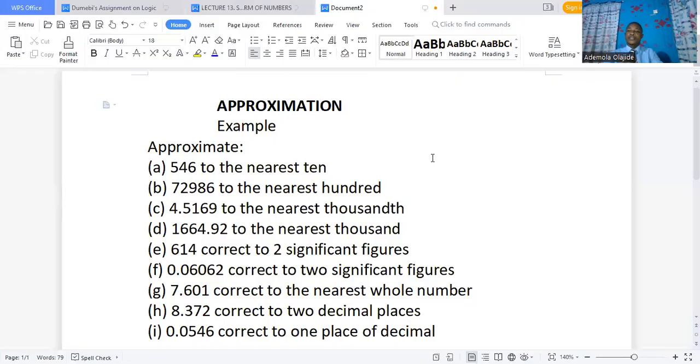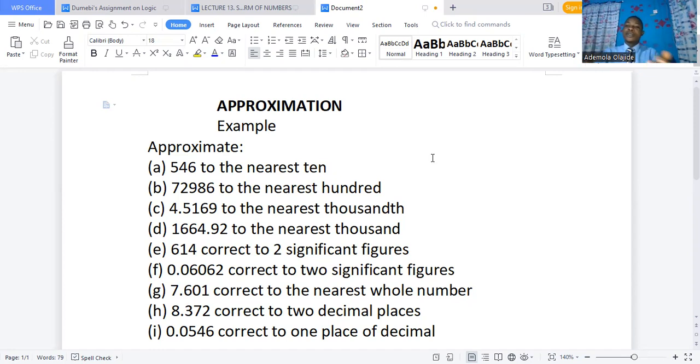Well, welcome back. We need to quickly also consider the aspect of approximation. As we can see here, approximation too is another form of estimation. For example, if someone has given me 10 naira 40 kobo, I may see it as approximately 10 naira to the nearest naira, that the person has given me 10 naira.